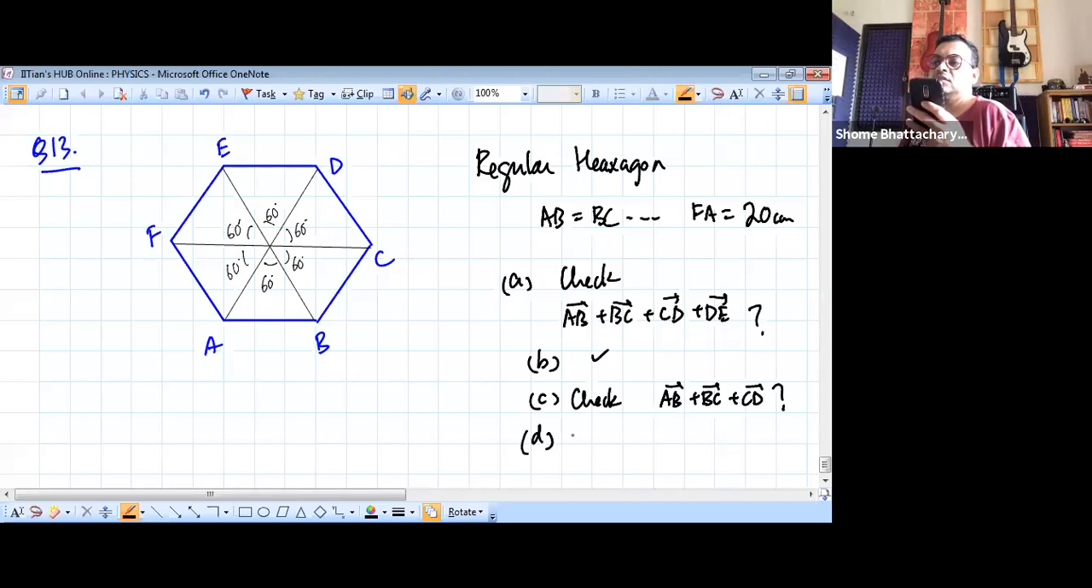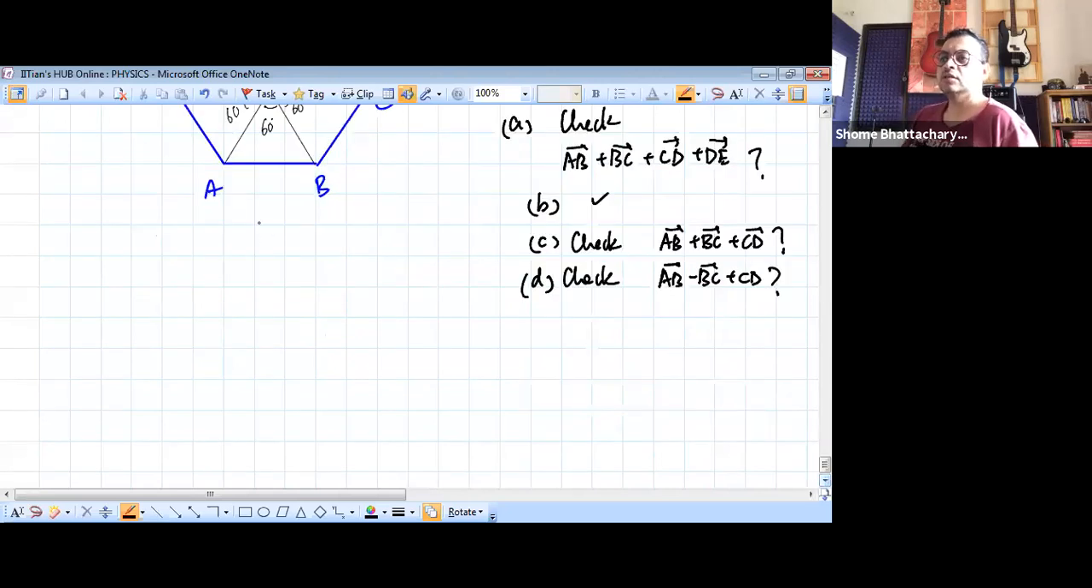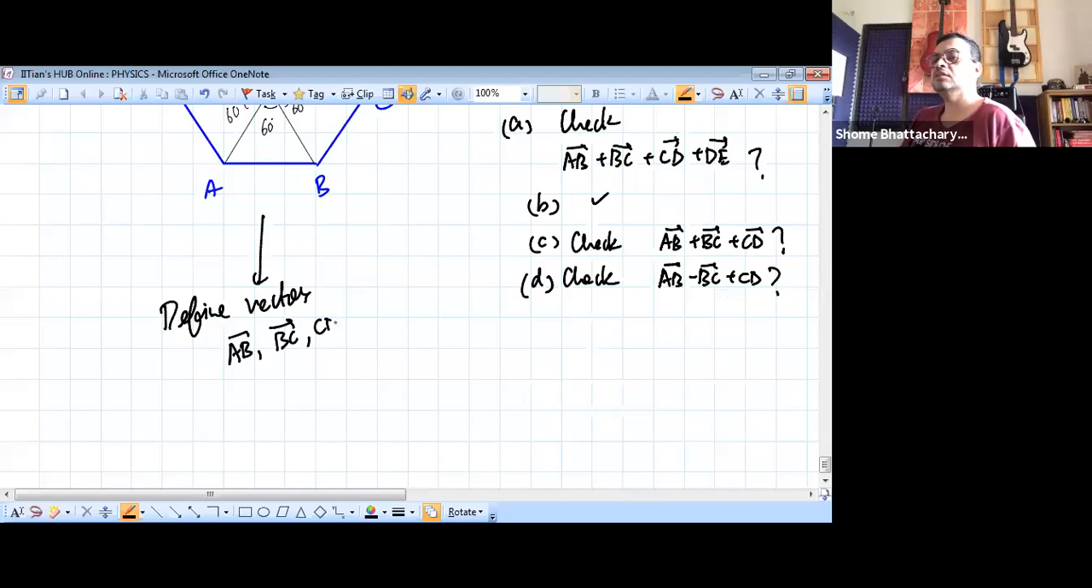And in option D, we have to check something slightly different. We have to check AB minus BC plus CD. Check all this. So the best approach here would be to convert the hexagon geometrical figure into components. So best would be to define the vectors AB, BC, CD, and DE, all these four vectors, in component form. That would be one easy way of doing the question.